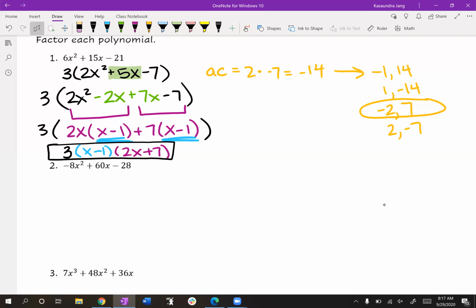GCF, that's good. Nice factoring. Good, good. Oh, that's later on. There you go. Yeah.